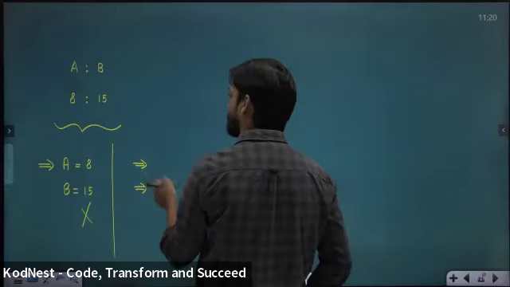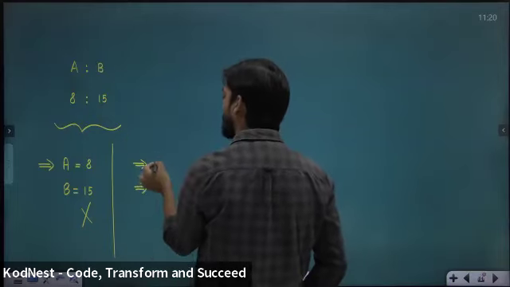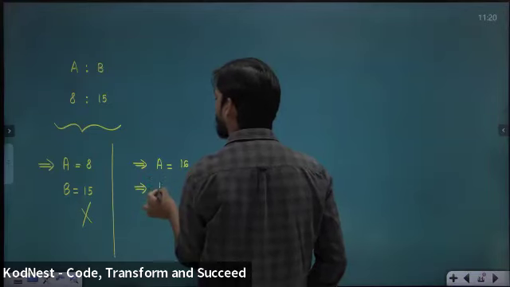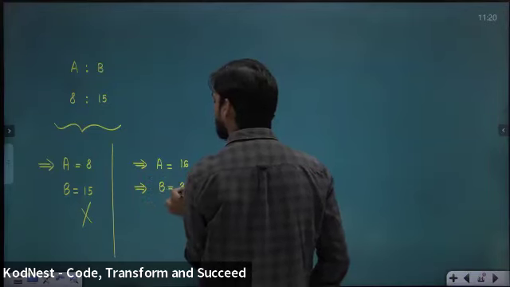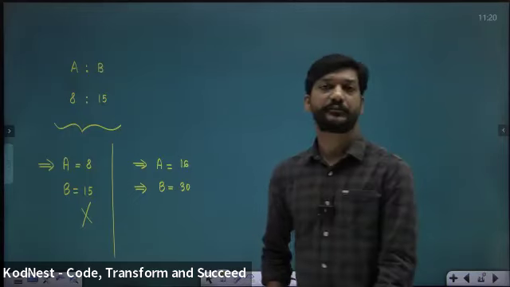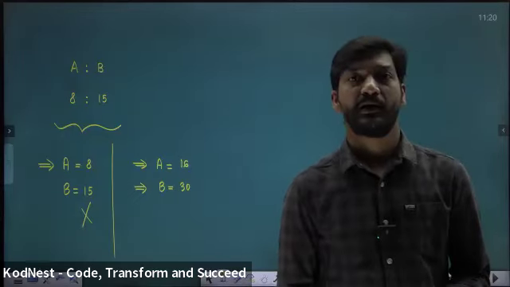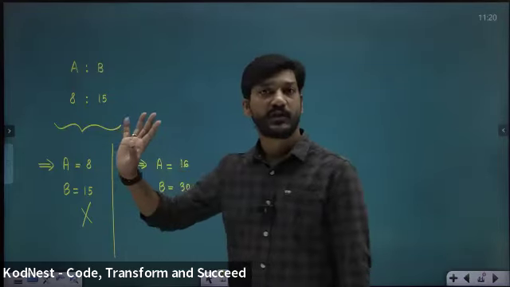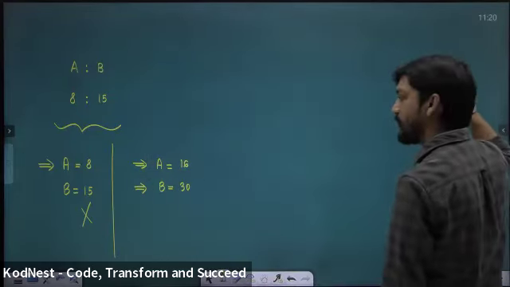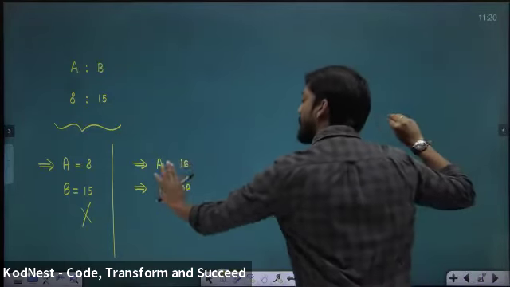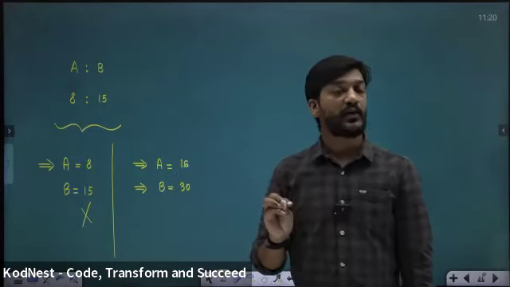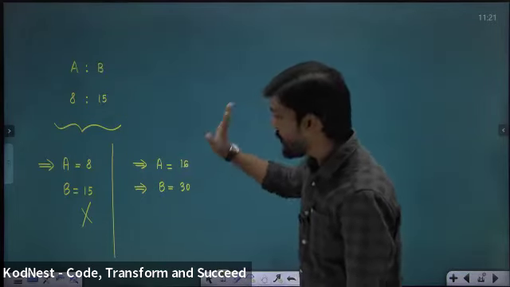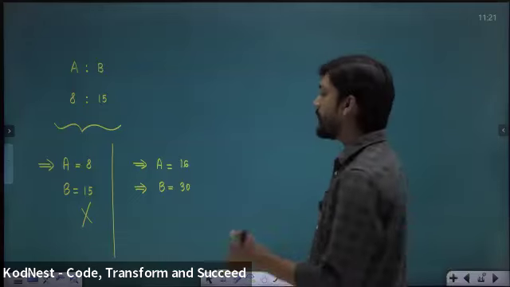Let's take twice. Twice of 8, twice of 15. Can you say this? Twice of 8, that is 16, and twice of 15, that is 30. Can you say this? No. My dear, ratio will never give you values directly. You should have some other information, then you can tell something about A and B. But right now, just with the ratio, you cannot tell this.